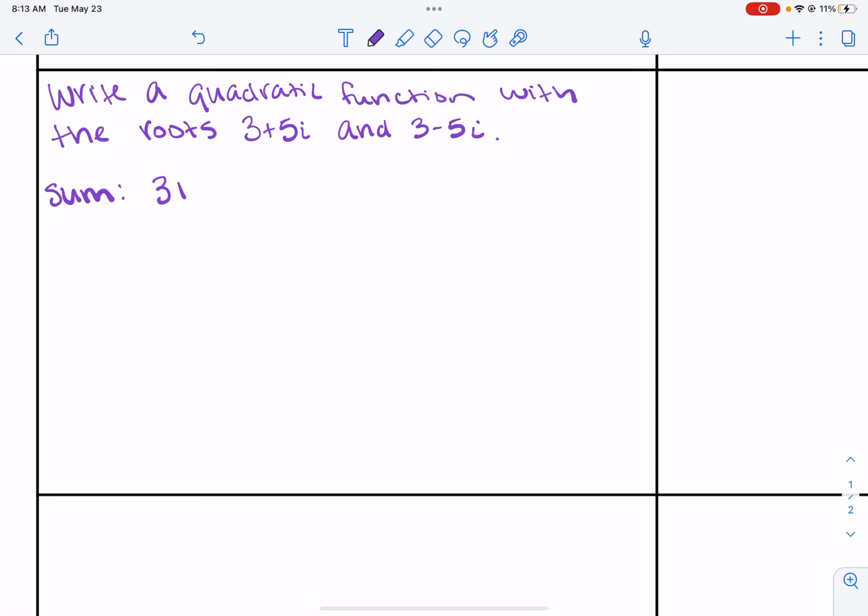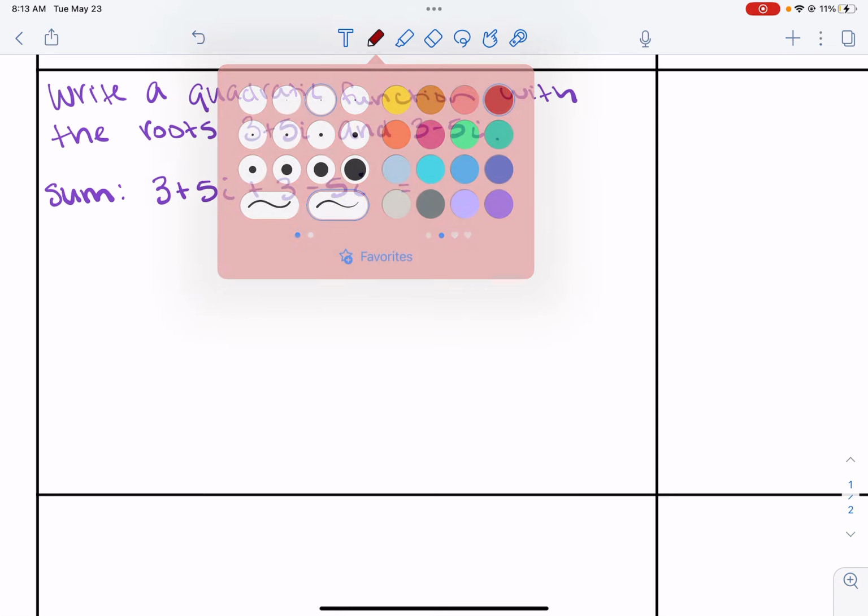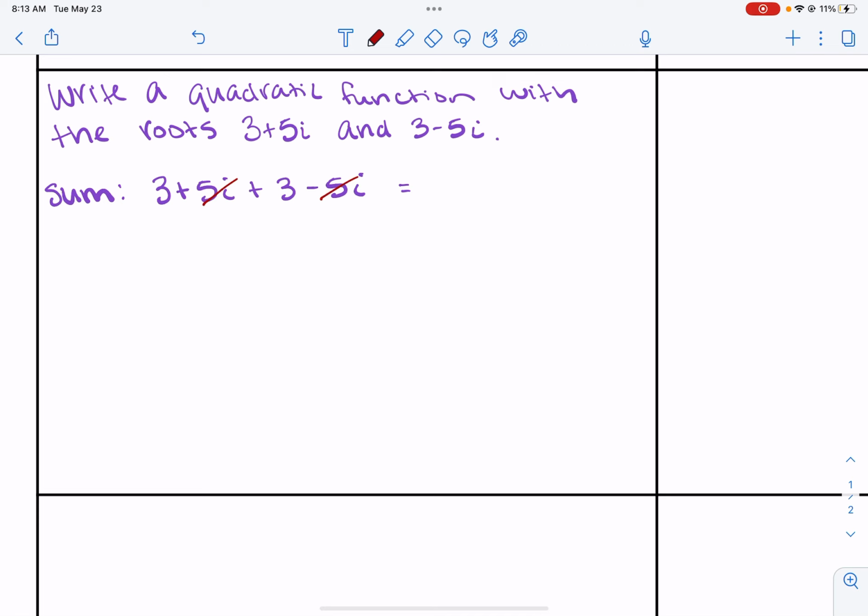So we're going to take 3 plus 5i plus 3 minus 5i. So the 5i minus 5i, that's just 0, and 3 plus 3 is 6. Now when we write the quadratic function, this one is going to be our b, but you flip the sign, so that'll be negative 6. Then we find the product.